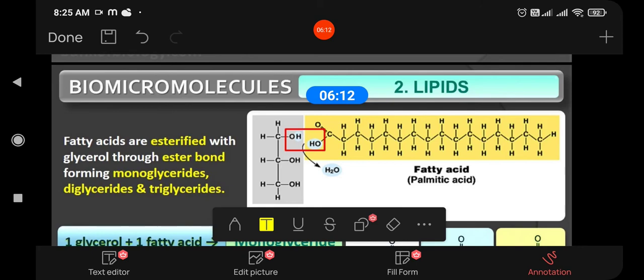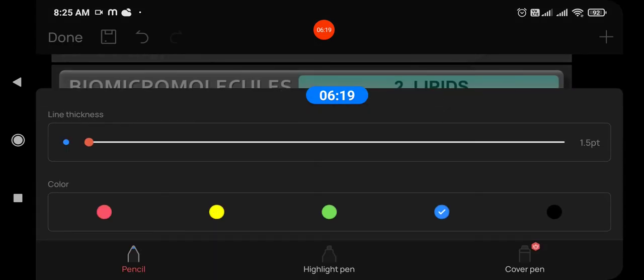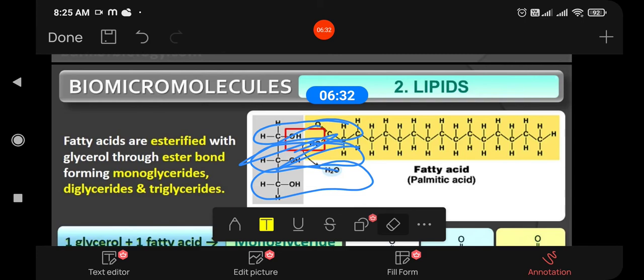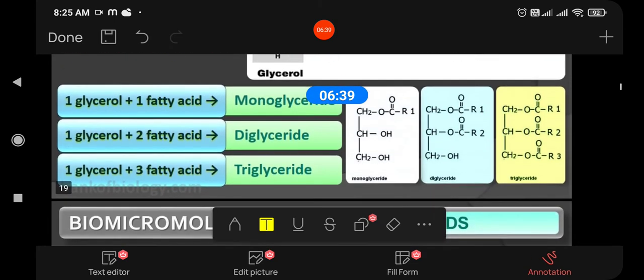See what is there? If they are forming with this, they form monoglycerides, diglycerides and triglycerides. So what is happening over here? Here the glycerol is combining with palmitic acid. Okay, so this is how the lipids are formed. You can see over here glycerol plus 1 fatty acid, glycerol plus 2 fatty acids, glycerol plus 3 fatty acids.